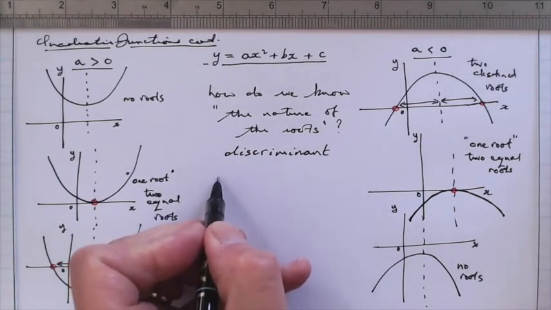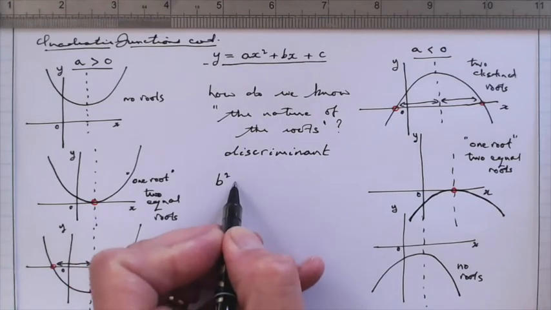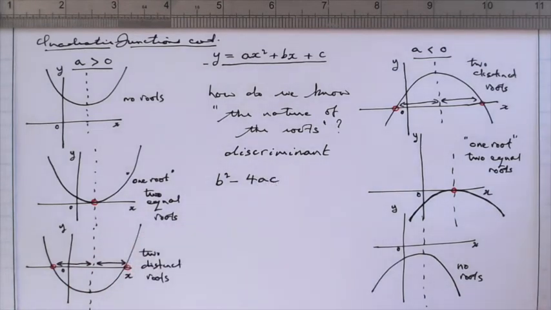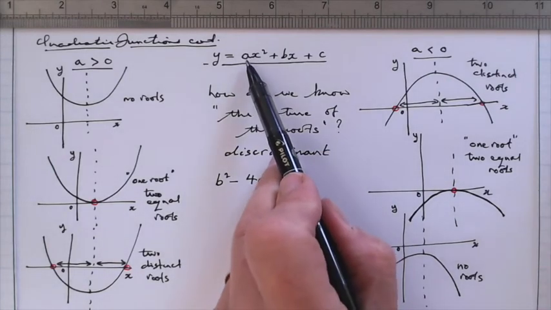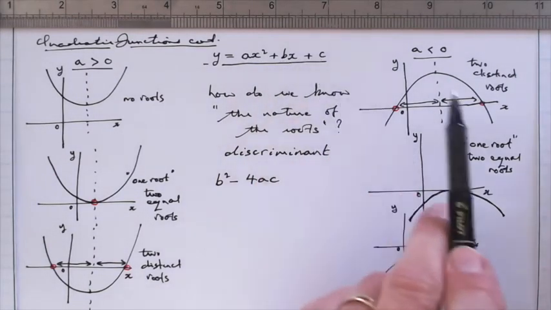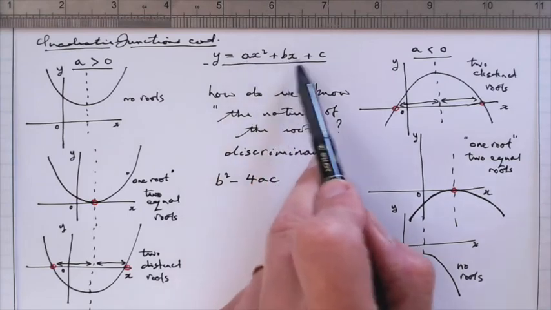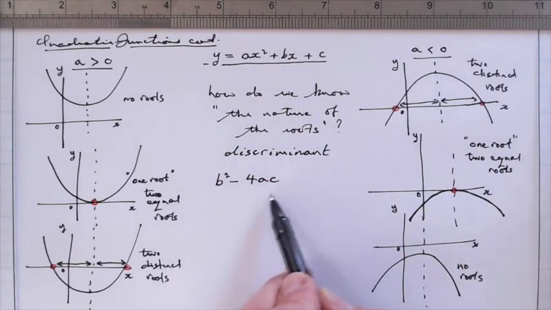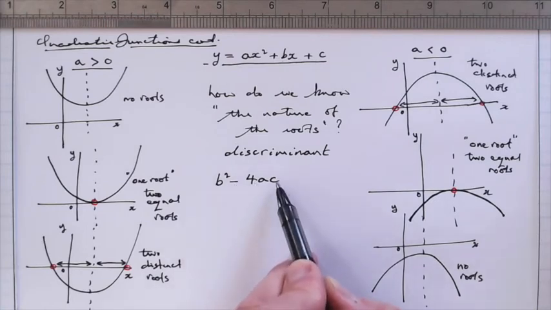It is the quantity b squared take away 4ac. So if someone gives you a parabola and says, tell me about the roots, you don't have to sketch it, you just take the values a, b and c in that parabola or that quadratic function that you're given, and you simply form this combination, b squared take away 4ac.